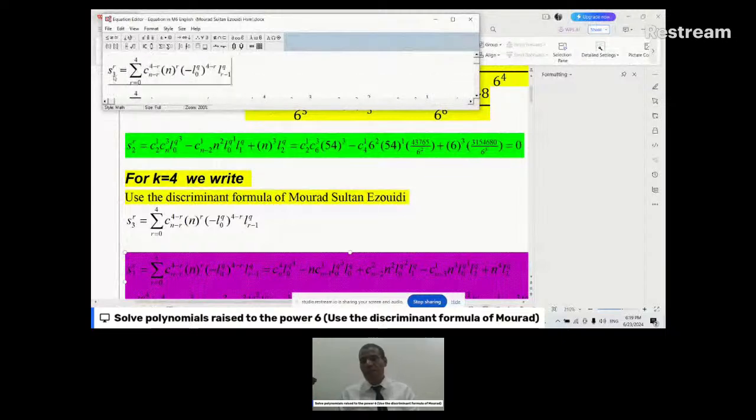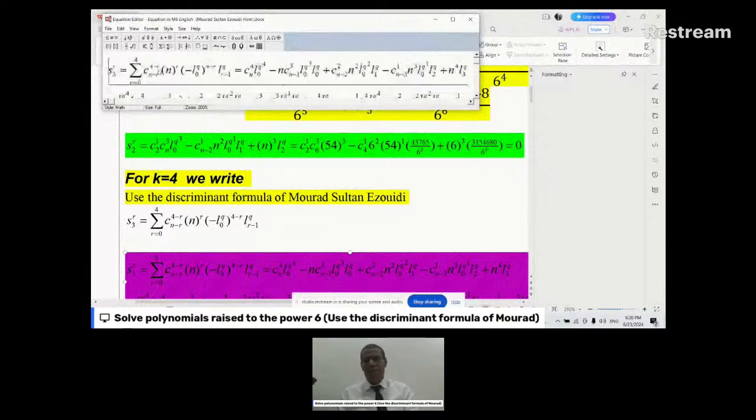Control V. This is, learners, the discriminant formula of your brother Mourad Sultan Ezouidi. Okay, this is, of course, K. This is K minus 1. K minus 1. This is, of course, K minus R. Okay, so this one formula, class, I will take it. Control X, no need. Okay, I will close my box.